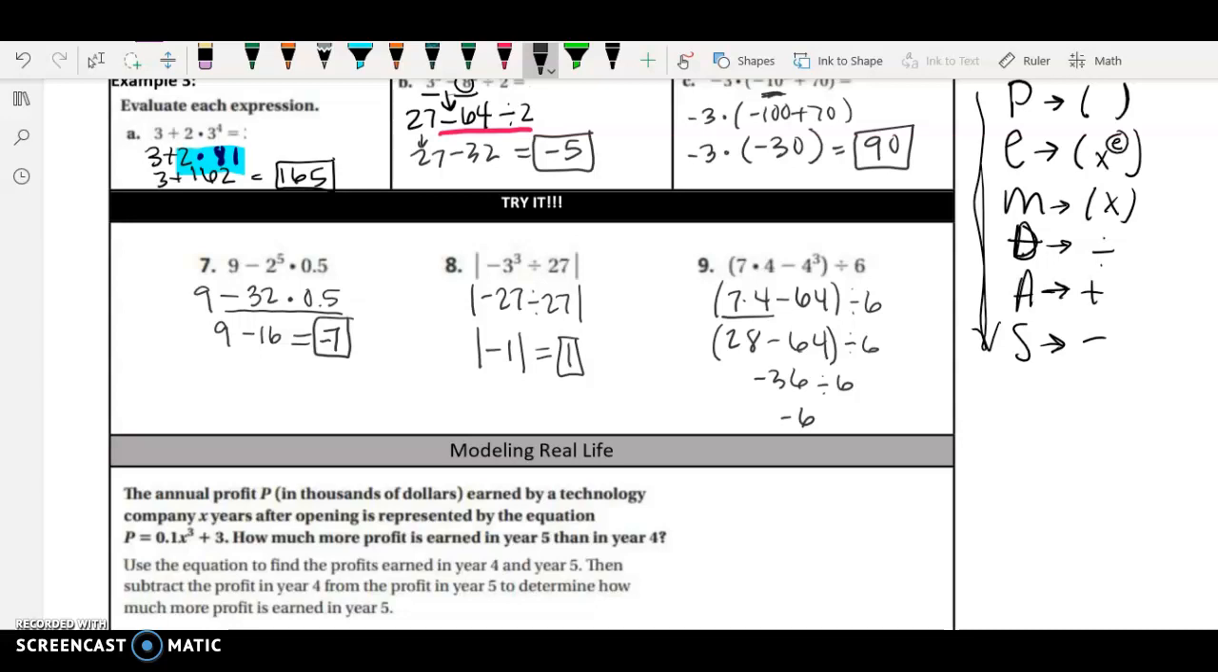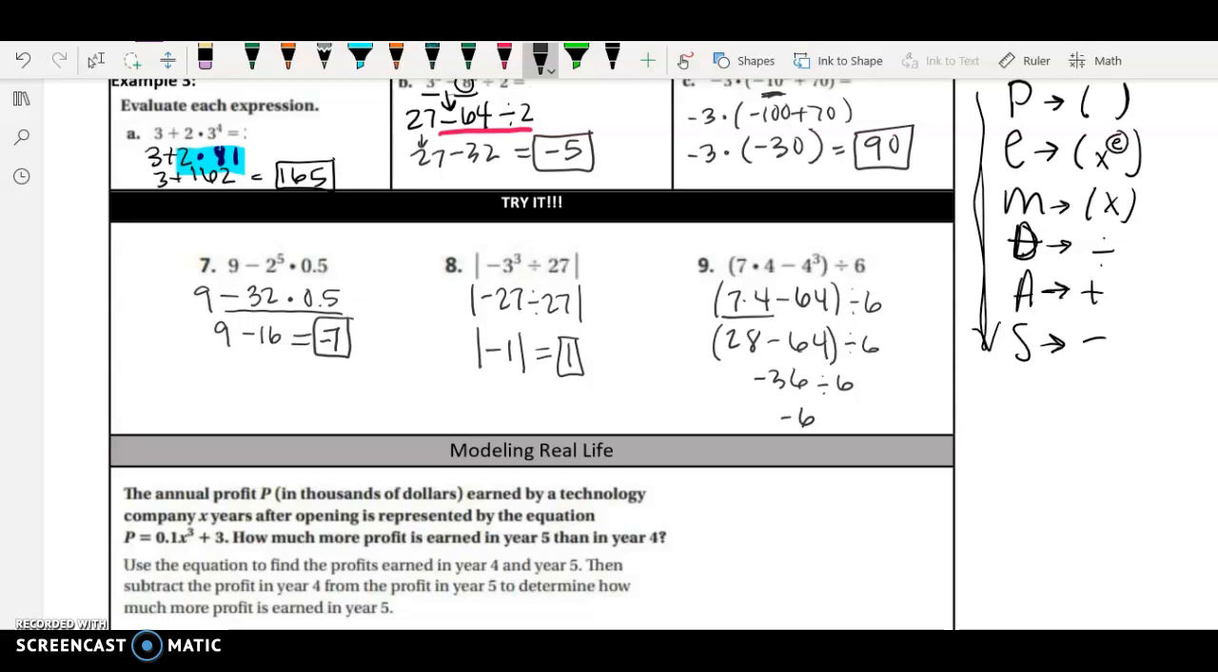For number 8, we have the absolute value of negative 3 to the third power divided by 27. And so the negative is not in a parenthesis, so our answer will be negative. So we have negative and then 3 times 3 times 3, which is 27. So negative 27 divided by 27 is negative 1, but we're taking the absolute value of that, so we want the positive version. So we're just going to have an answer of 1.